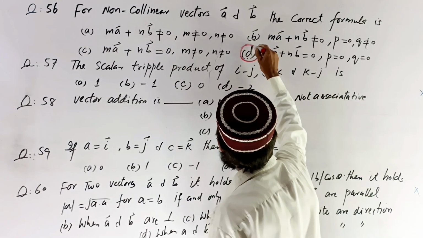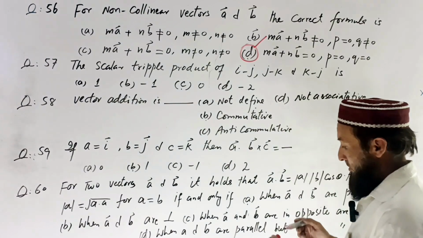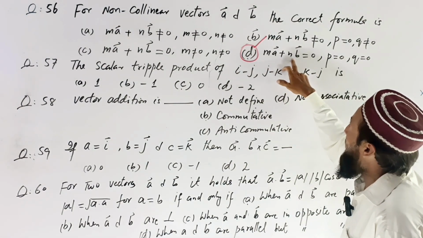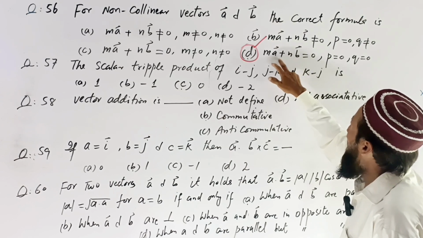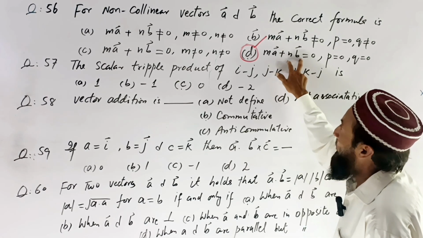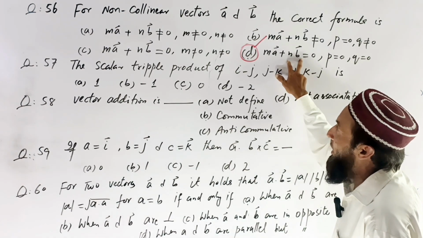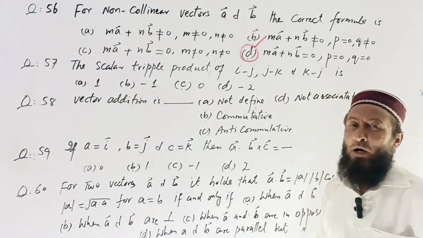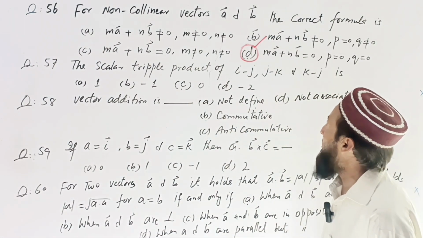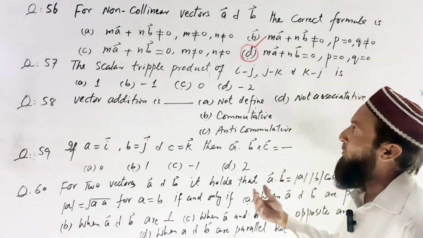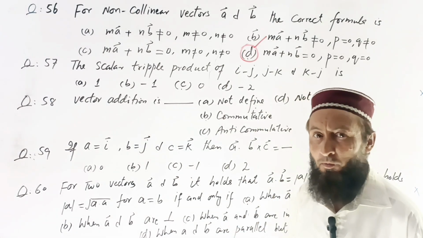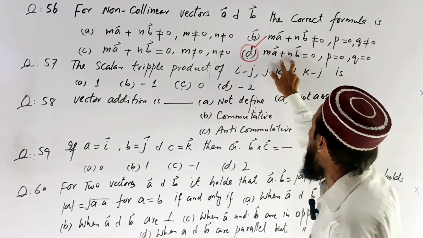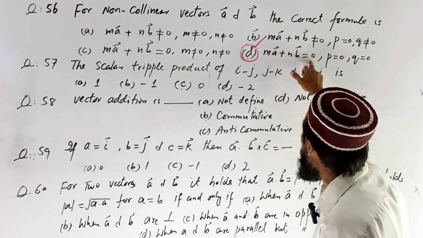So the correct answer is D, because m and n are any numbers, and A and B are any three non-collinear points. Non-collinear points are points that do not pass on the same line, while collinear points pass on the same line. And here they are not passing on the same line, so their resultant will be equal to 0.